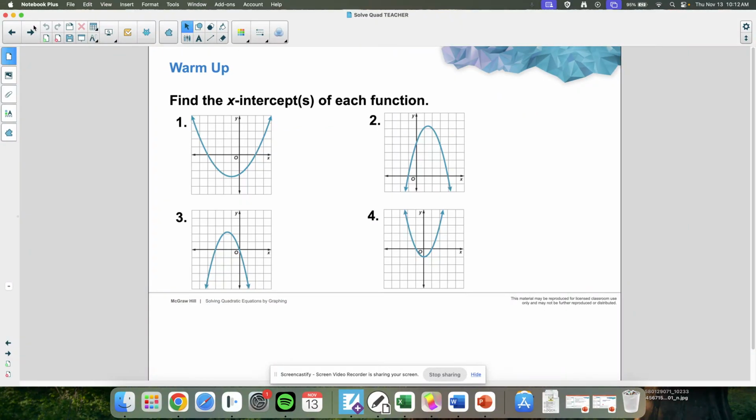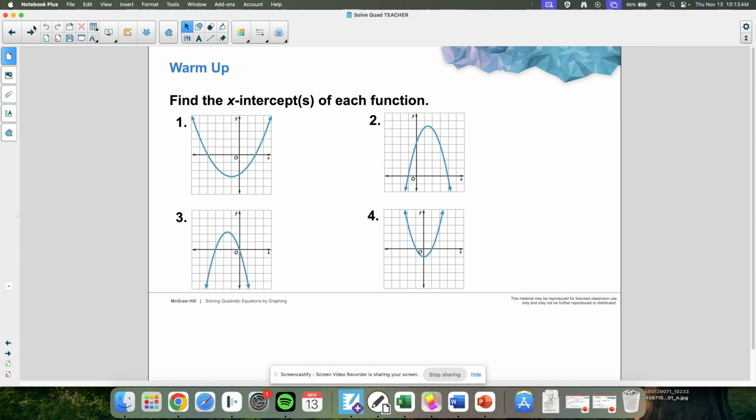All right, so this unit starts with the idea of an x-intercept. So on this little graph, it just says find the x-intercepts of each function. Before we even start, all of these are U-shaped graphs. What kind of equation gives us a U-shaped graph? Starts with a Q.